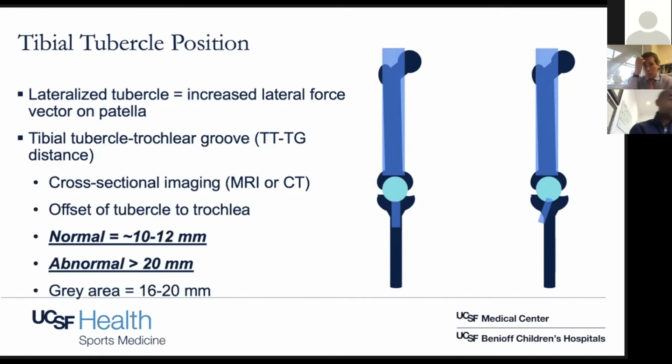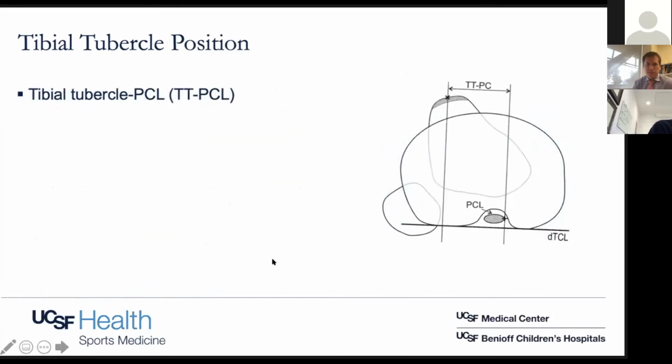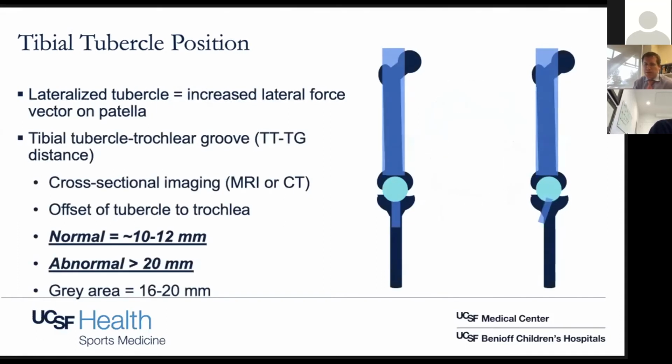And then with this, normal should not be 0. Normal is like 10 to 12 millimeters. And then abnormal is definitely above 20 millimeters. And then in the 16 to 20 range, it's kind of a gray area. And that can be abnormal, can be normal for that patient. But this is definitely an important measurement to understand and to know. Does that make sense to everybody?